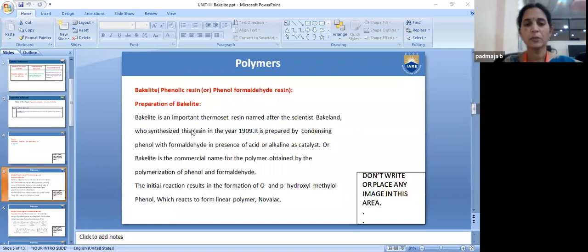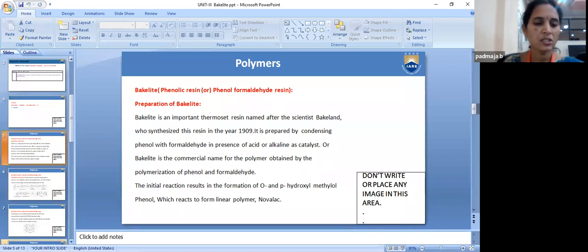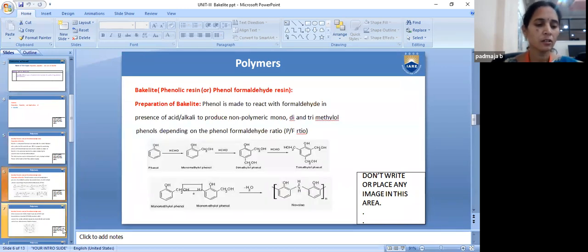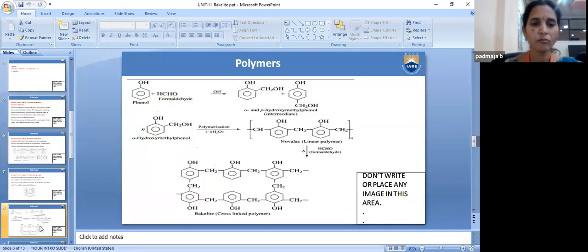Bakelite is the commercial name for the polymer obtained by the polymerization of phenol and formaldehyde. It is prepared by condensation polymerization. Here, students, the initial reaction forms ortho and para hydroxymethylol phenol, which reacts to form a linear polymer, Novolac. For example, we are taking phenol.